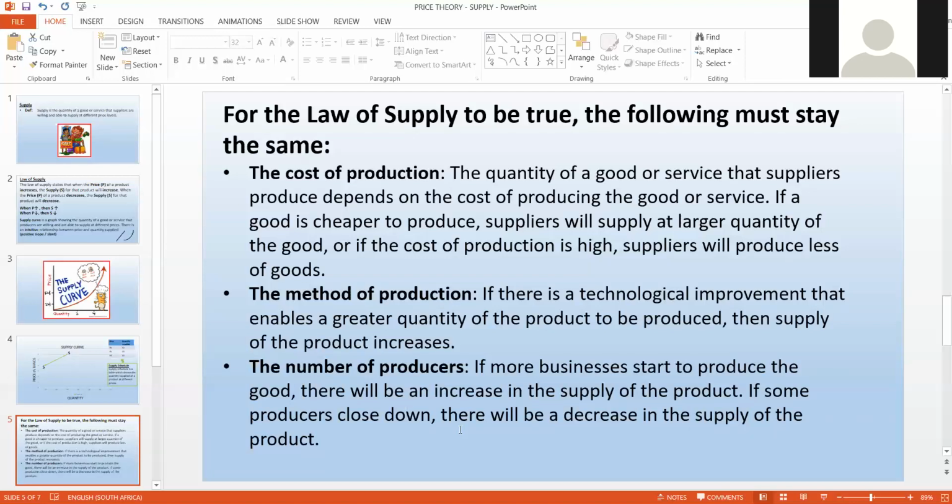Then the number of producers. If more businesses start to produce the good, then there will be an increase in the supply of the product. If some producers close down, perhaps, then there will be a decrease in the supply of the product. Now, you can just take the example of the face masks that we currently have in our country and all around the world. When it became a law that people have to wear masks, with this whole pandemic, there were a few suppliers of face masks in the market, and they were prepared to supply masks at a specific price.